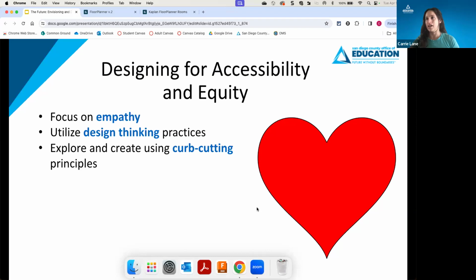transferred to universal design for learning, which we talked a little bit about in previous sessions. And really that's where you start thinking about how you design your classroom and your curriculum to meet the needs of all learners.